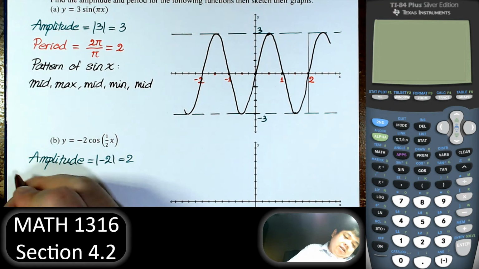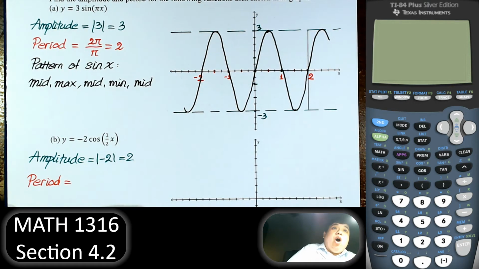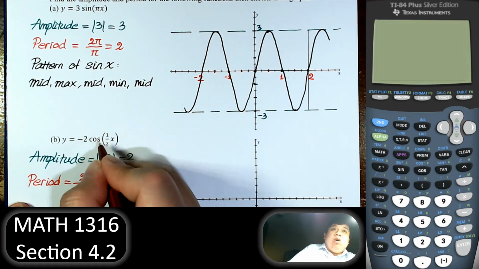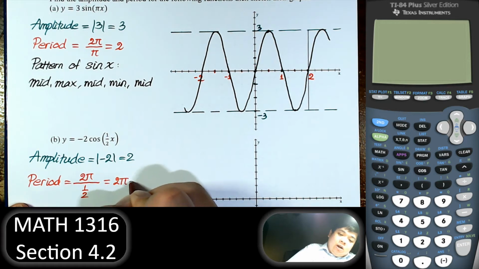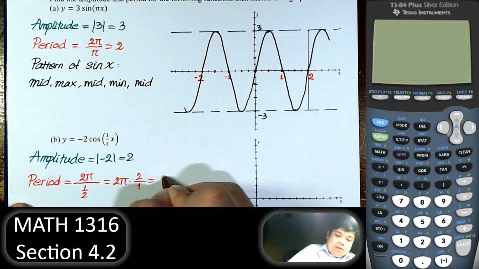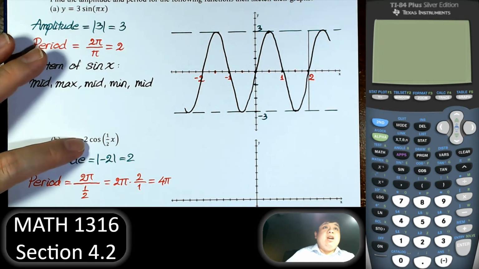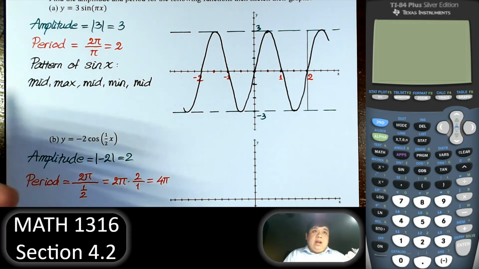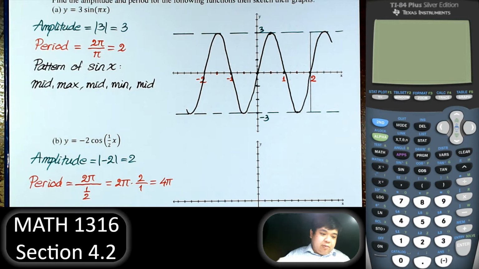Period. Normally for sine, cosine, this is 2 pi, but we have to divide by the coefficient of x. Divide a fraction, multiply by the reciprocal. And then the pattern of cosine, whatever it is, we flip it, maximum becomes minimum, because there's a minus here.